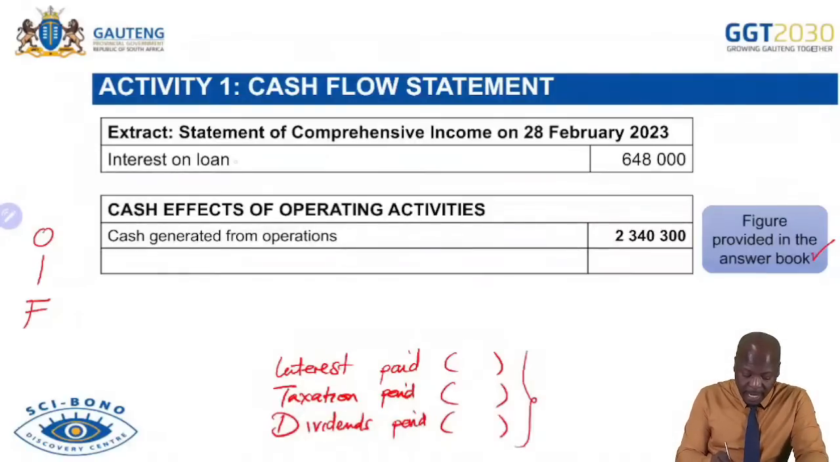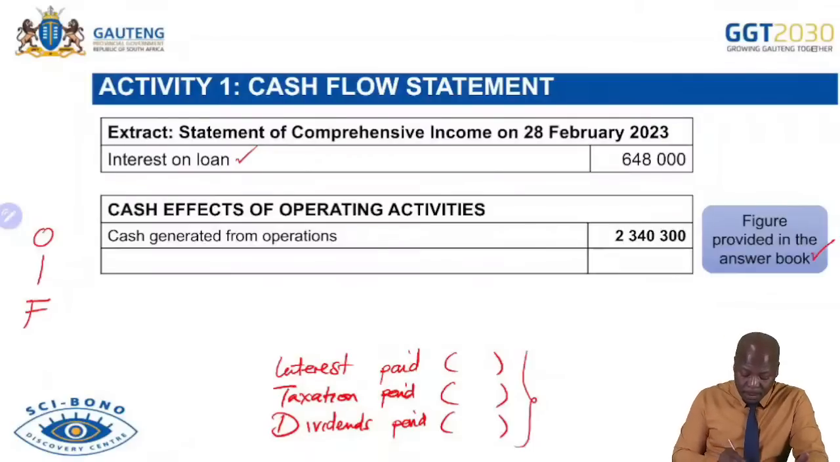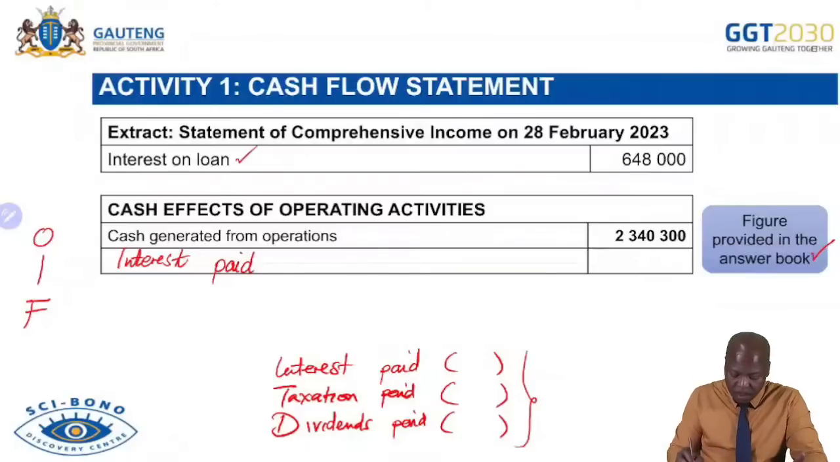Then I'll write my interest paid. You can see that in the statement of comprehensive income, it's recorded as interest on loan. But when I come here, it becomes interest paid. So I'm going to come and say interest paid. So I have my interest paid, and I'm going to put it in brackets. And my interest paid is then going to be 648.